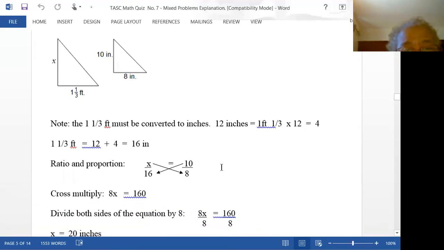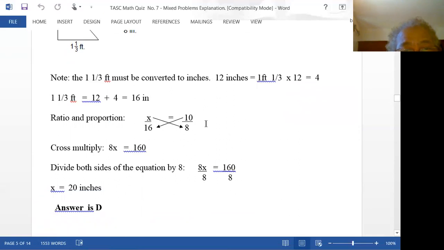Now look at your triangles. This X corresponds to this 10. This 16 inches, which is the 1 1/3 feet, corresponds to this 8 inches. So when we set it up, we have X over 16 and 10 over 8. Okay, this is the way it looks. Now you can cross multiply. 8 times X is 8X. 16 times 10 is 160. So we have 8X is equal to 160.